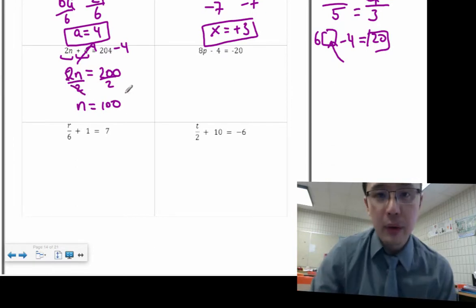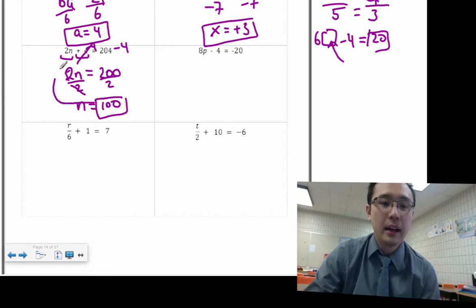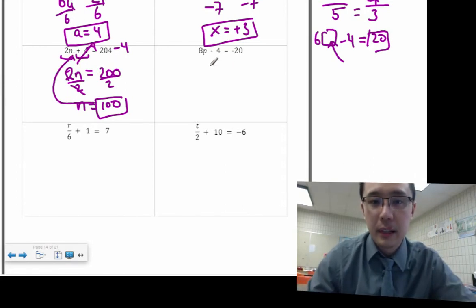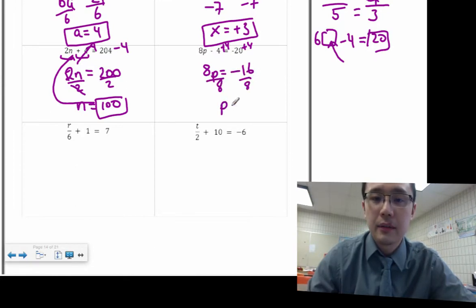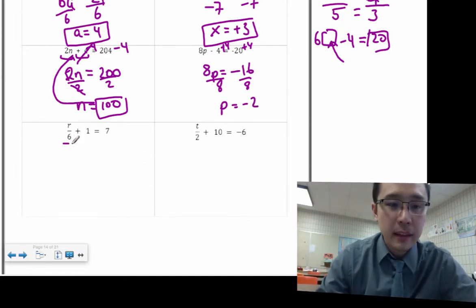So anytime if you want to check your answer, you can always substitute this 100 back into n, and the left side should equal to the right side. Next question, I'm going to add 4, add 4, 8p is equal to negative 16, 8 divided by 8p is equal to negative 2. This one has a fraction and an add.